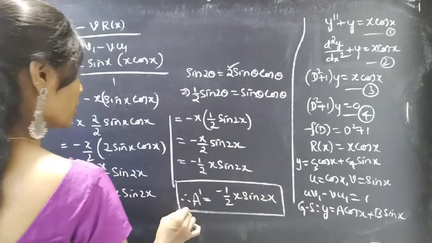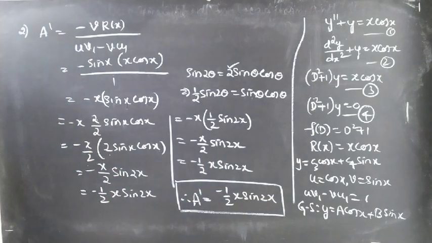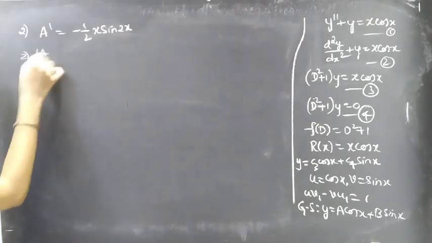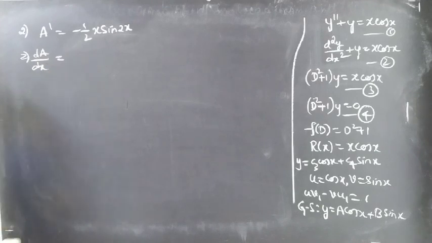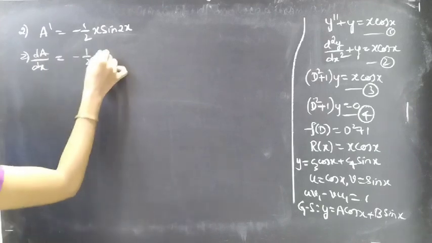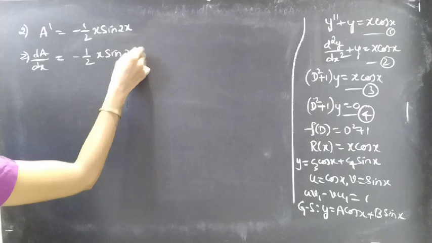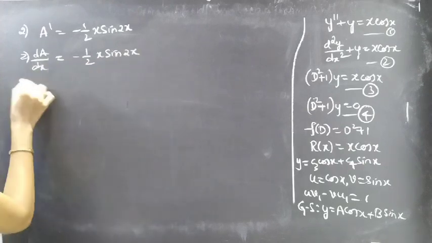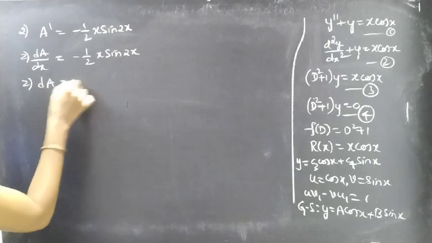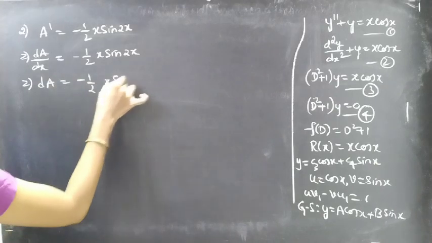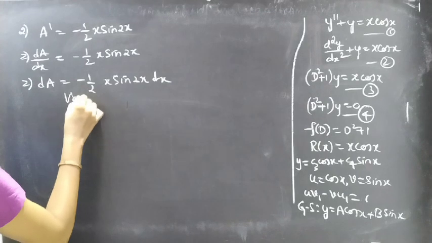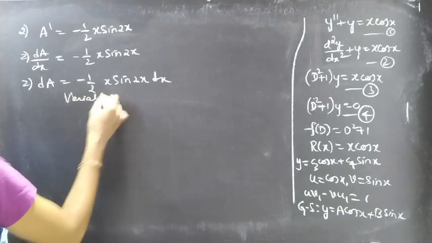Now let's find a using this a dash. We can write a dash as dA by dx, that is the derivative of a with respect to x, equals minus 1 by 2 x sin 2x. Now let's separate the variables by taking the differential dx to the RHS, then we'll get dA equals minus 1 by 2 x sin 2x dx. So here the variables are separable, right? So we can perform integration.